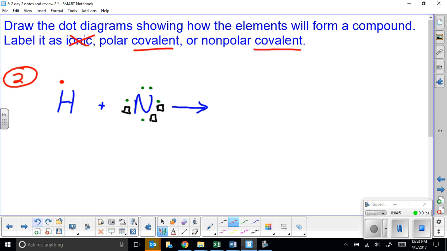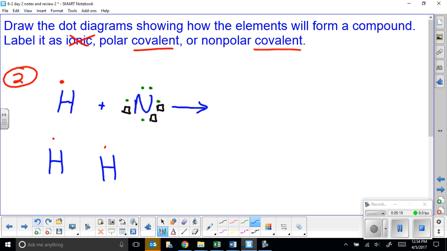So we take a look here, and this hydrogen could move right over here and fit in there and share. But the problem is nitrogen needs two more hydrogens as well to share with it. So if I draw two more hydrogens in there, now my reactants are 3 hydrogens and 1 nitrogen. Now I show what they produce, what the products are.